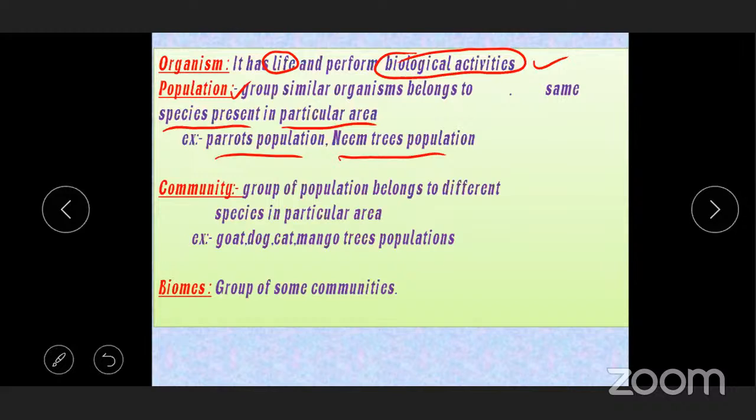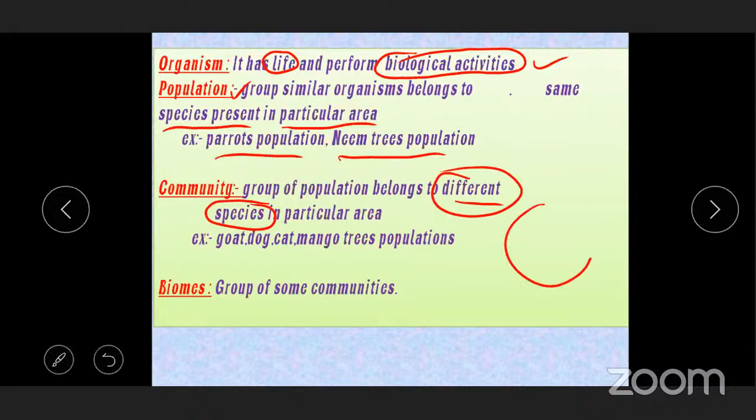Community. So community means what? A group of populations belonging to different species in a particular area. Underline this word, important: different species. A group of populations belonging to different species in a particular area is known as community.